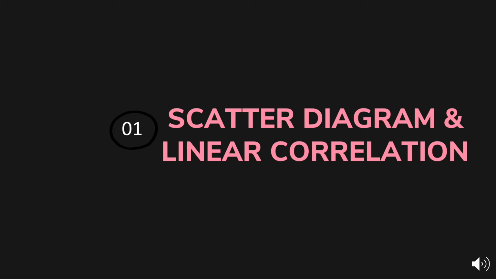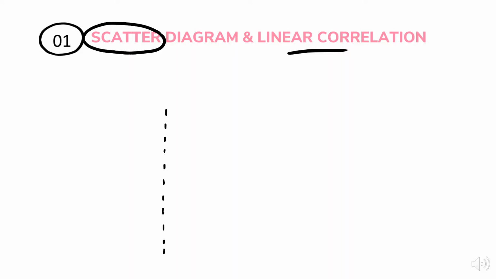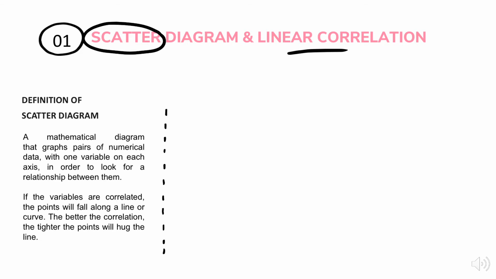Let's kick off with the first subtopic, that is scatter diagram and linear correlation. So what is scatter diagram? By definition, it is a mathematical diagram that graphs pairs of numerical data with one variable on each axis in order to look for a relationship between them. If the variables are correlated, the points will fall along a line or curve. The better the correlation, the tighter the points will hug the line.